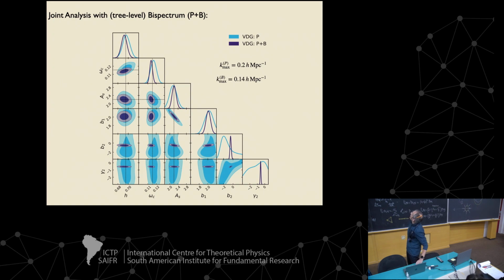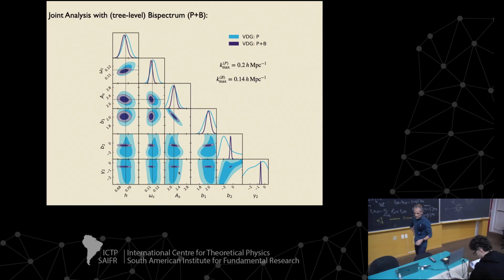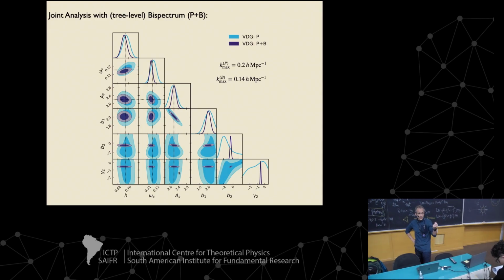And here is again showing how you break the degeneracies when you add bispectrum information. Light blue is power spectrum only, then adding bispectrum, and you can see how you decrease the error bars on, say, cosmological parameters substantially once you add the bispectrum, okay? So you're using this non-Gaussianity to constrain cosmology on top of the power spectrum alone.